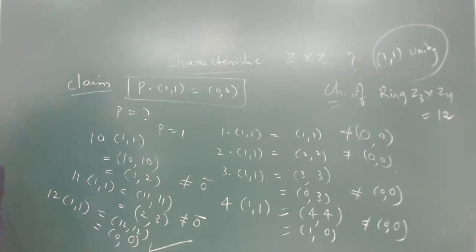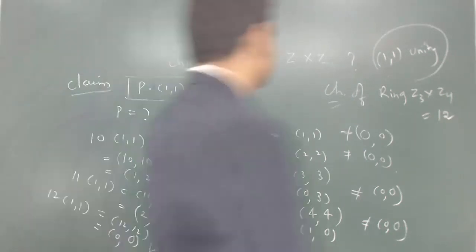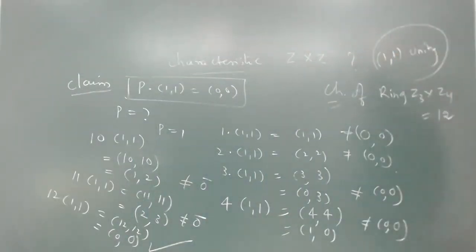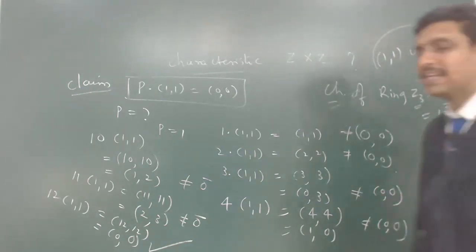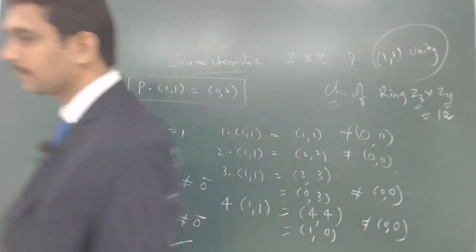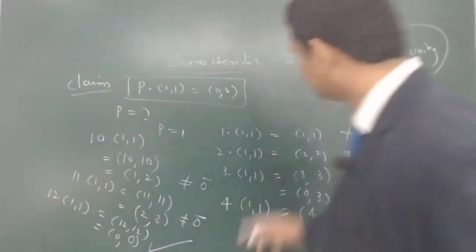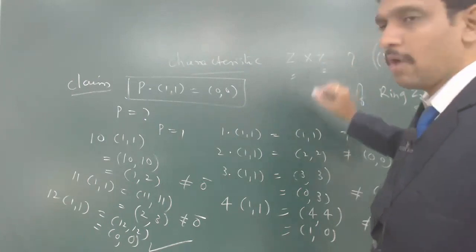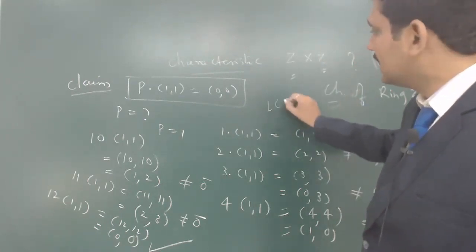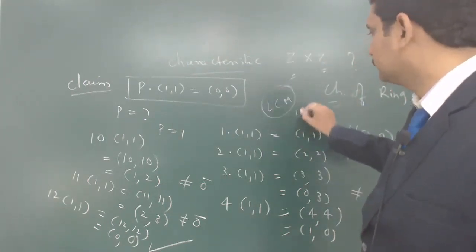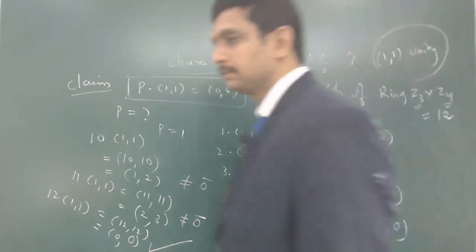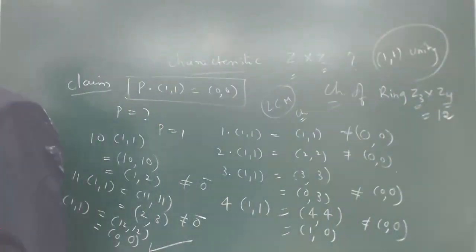So here we can observe one thing: if you observe the numbers 3 and 4, what could be the LCM of them? 12, isn't it? So whenever you take the values under modulo, you can say the LCM would be the characteristic. That you can cross verify.